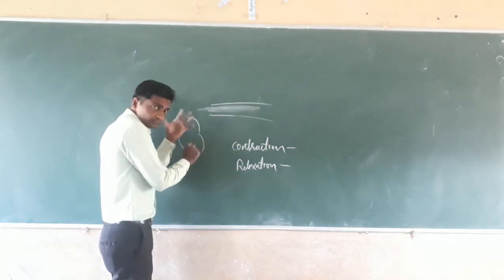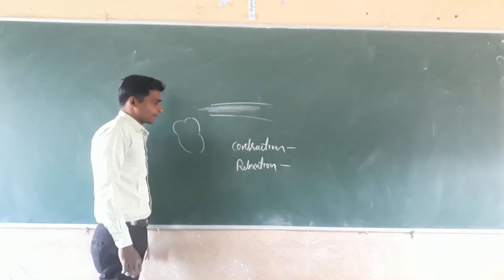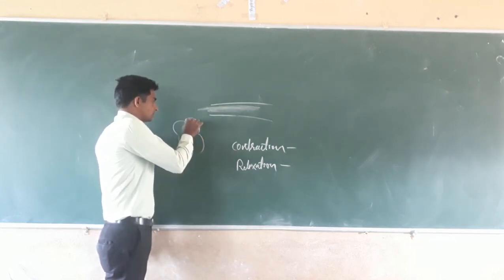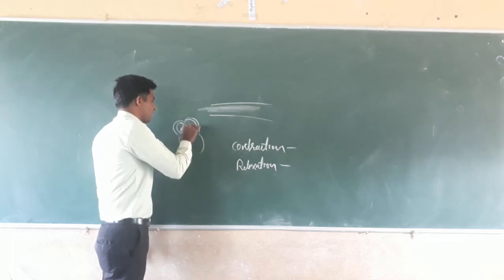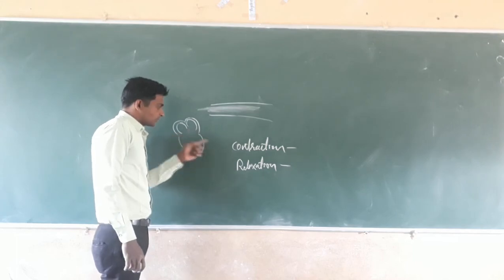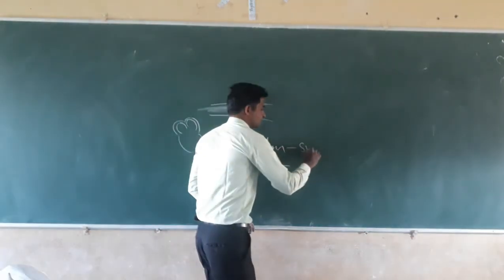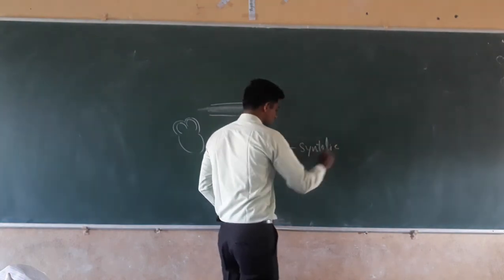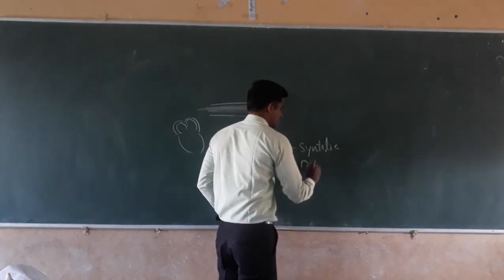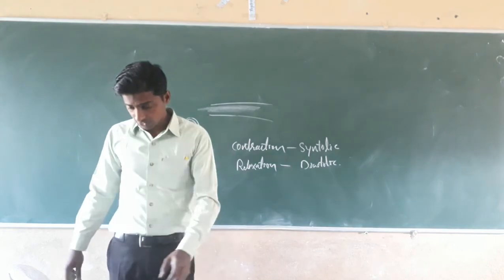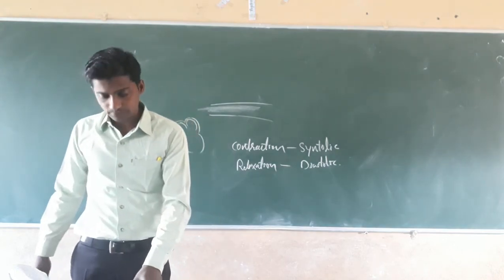Contraction and relaxation. Here what happens, dear students, when the blood vessels, see what happens? Here this is also called systolic. Due to this systolic, and this one is called the diastolic. Systolic and diastolic pressure, blood pressure.